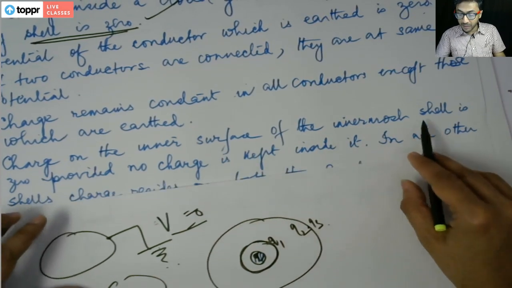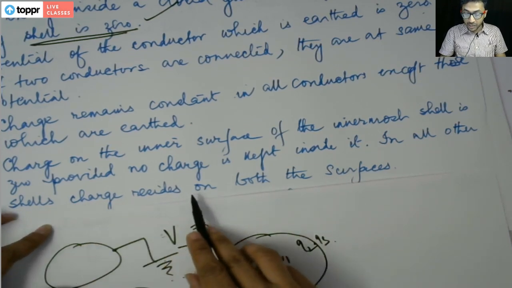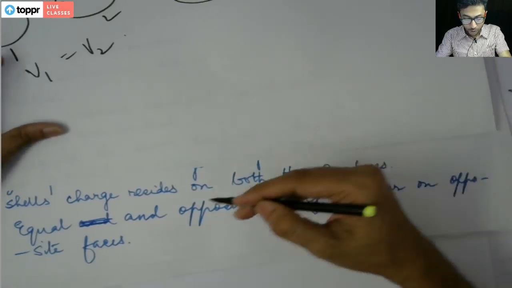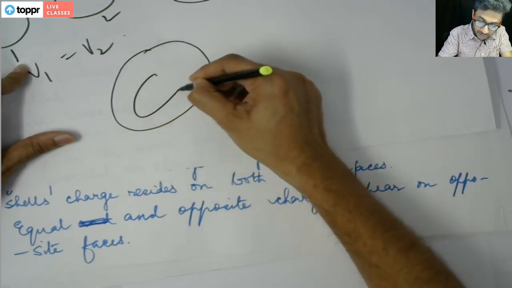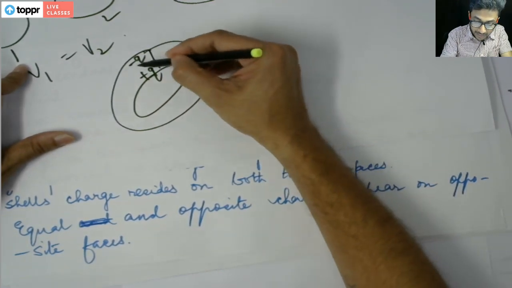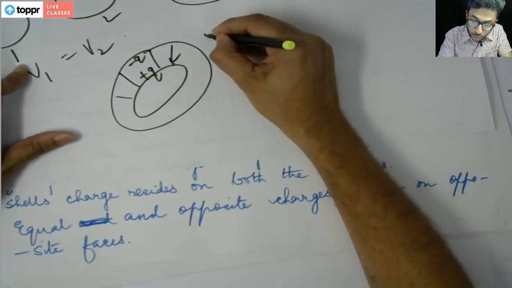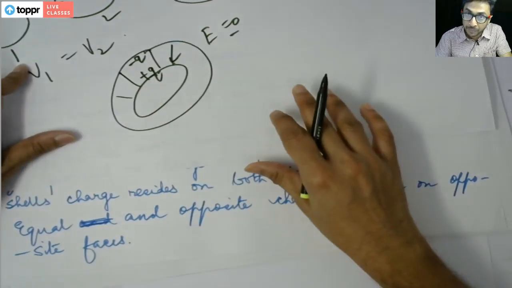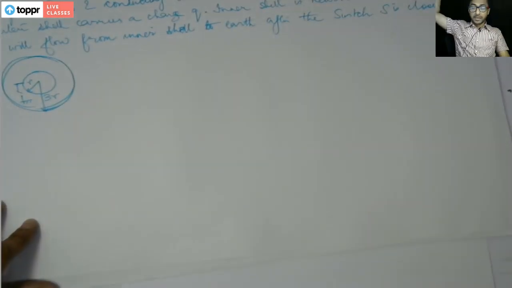Charge on the inner surface of the innermost shell is 0 provided no charge is kept inside it. In all the other shells, charge resides on both the surfaces, and equal and opposite charges appear on opposite faces. This also we have discussed. Within a conductor, if this is plus Q, this should be minus Q. Otherwise, a net electric field will be within the conductor, which cannot be. So, in order to make the electric field 0, this will be plus Q and this will be minus Q. They will be equal and opposite. Okay, let us see how we can use these concepts in a problem.